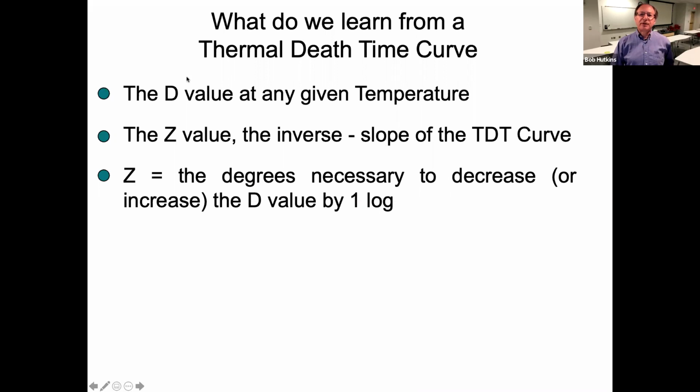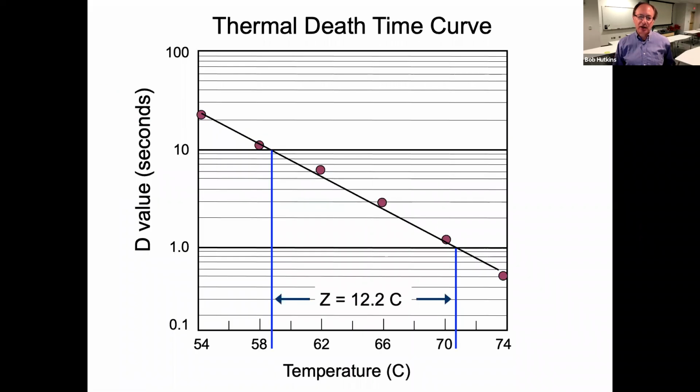So what do we learn from a thermal death time curve? The D value at any given temperature. We also learn, and I apologize, but I didn't invent these thermokinetic terms, another one called the Z value. The Z value is the inverse slope of the thermal death time curve, and it's the degrees necessary to decrease or increase the D value by 1 log. So if we go back to that line, now we're looking at the number of degrees necessary to increase or decrease the D value by 1 log.